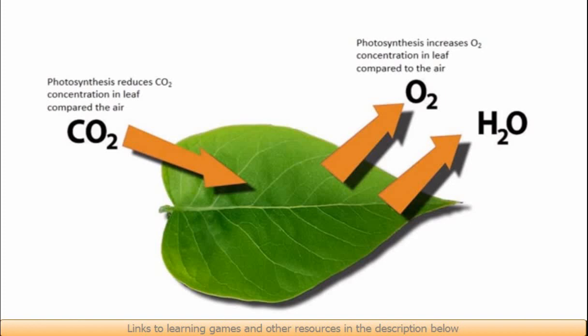Now, as living things, plants also respire, and the movement of gases due to respiration is the opposite of those due to photosynthesis. So the overall movement of gases through the leaf will depend upon the extent of these two opposing processes. The balance between these opposite processes will change throughout the day as light levels change.